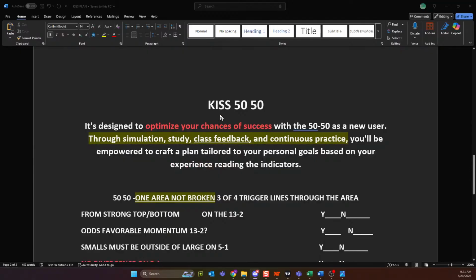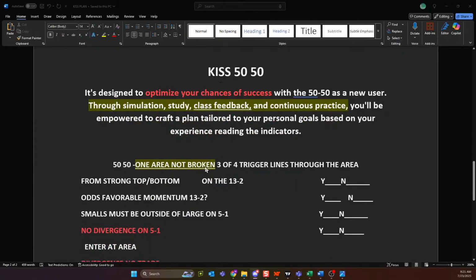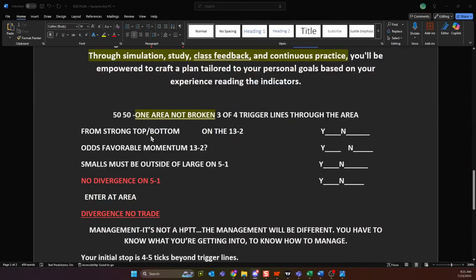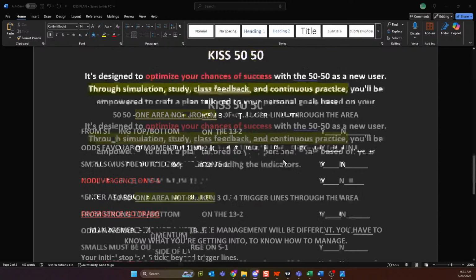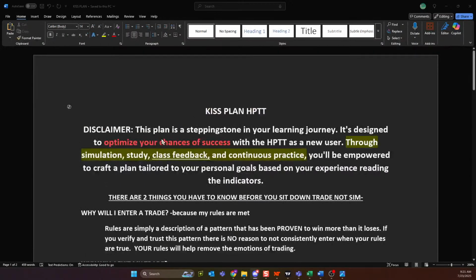If we get the potential to break, I'll have to have 3 out of 4 trigger lines to even consider it. I'll have to be coming from a termination condition that reversed the market. And if divergence prints, guys, my checklist isn't met, I have to say no trade. So this KISS plan is a stepping stone for you guys that are brand new. It teaches you to recognize momentum. It teaches you to understand termination conditions. And it helps you define your entry with a plan that optimizes your chances of success.